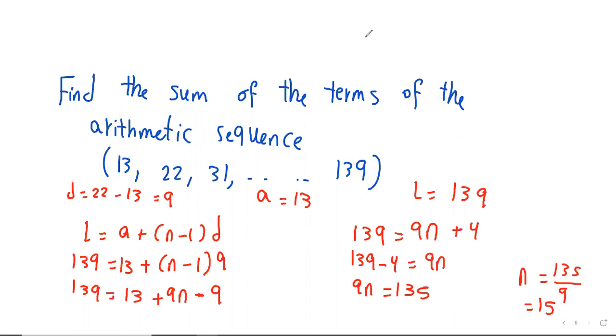Now we can find the sum of all terms because we have 15 terms. So Sn equals n over 2, 15 divided by 2, multiplied by a plus l, 13 plus 139. That's a and that's l. So it will be 1140. Let's go to the next example.